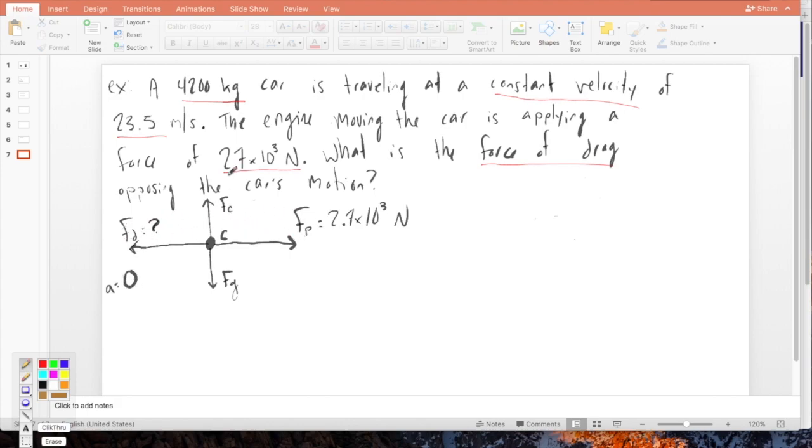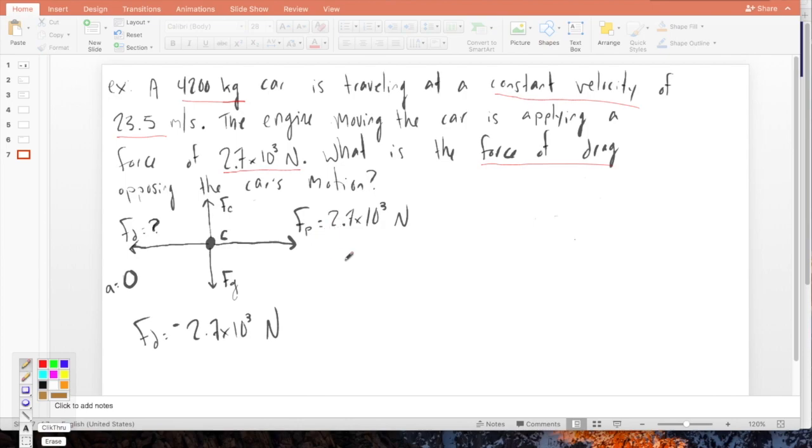This car is not accelerating up or down, we knew that already, and it's not accelerating to the left or the right. So what does that tell you about these two forces if the acceleration is zero? It tells you they have to balance each other. If this is a force going to the right with this size, 2.7 times 10 to the 3 newtons, guess what that drag force has got to be? It's got to be the exact same size, 2.7 times 10 to the third newtons, in the other direction, negative, going back to the left.